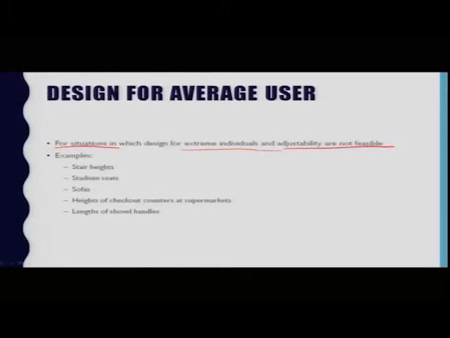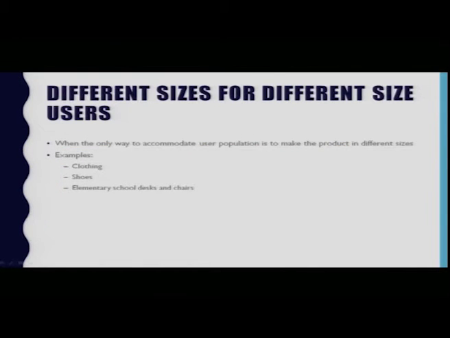So, examples are stair heights. When you go up to some floor, if you use stairs in order to get to the next level, stair heights are very important factors, which are generally designed for the average user. Stadium seats, sofas, heights of checkout counters at supermarkets, and length of shovel handles. So, these are the sharp examples which you can relate and which you can put in the category of design for average users.